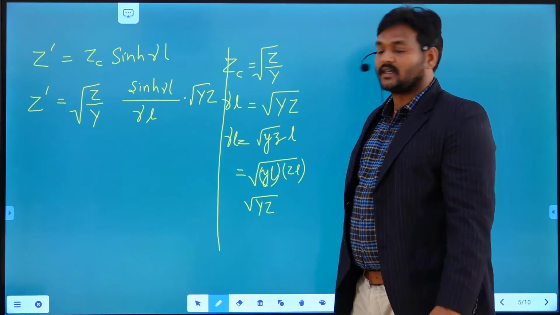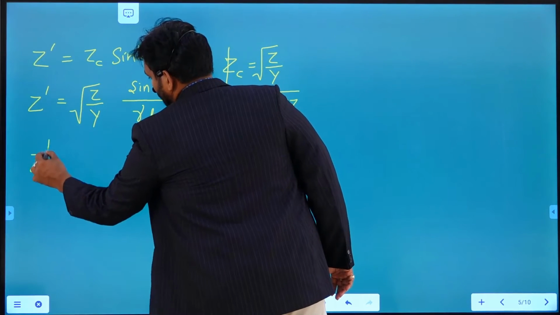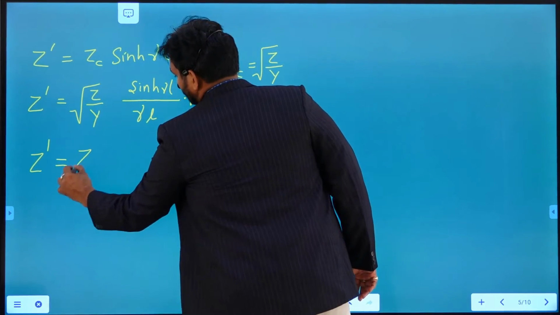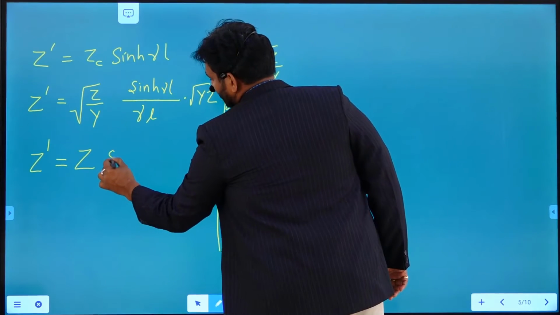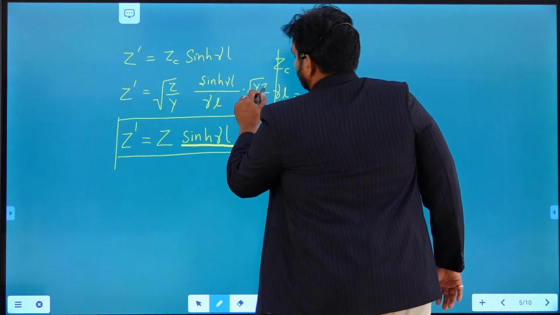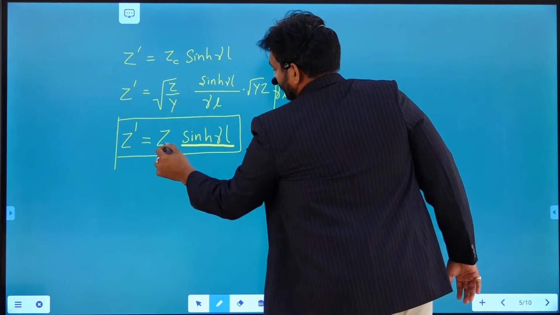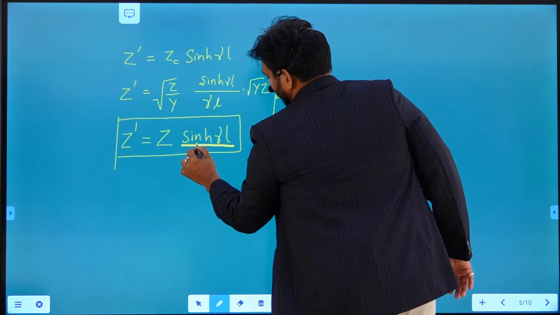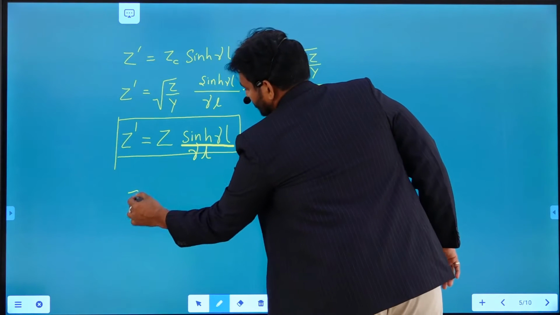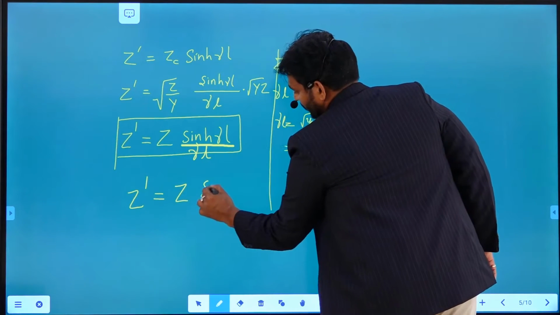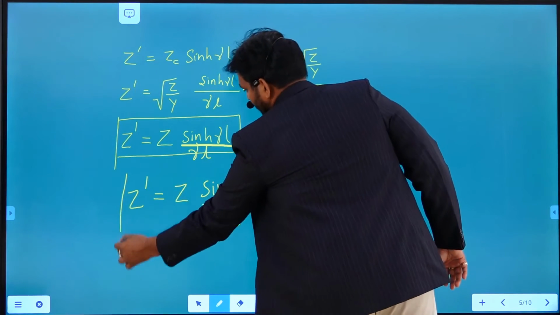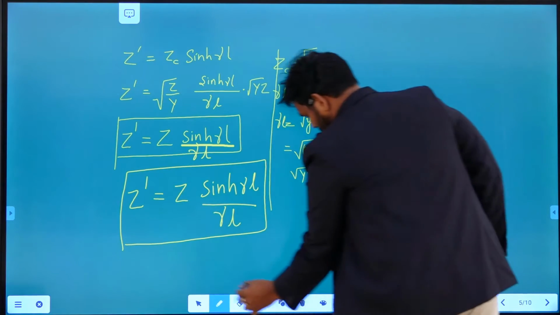So root Y and root Y will cancel. So what you will get? Z dash is equal to root Z into root Z, which is Z sinh of gamma L upon gamma L. So this will be one equation. So we got Z dash is equal to Z into sinh of gamma L upon gamma L.